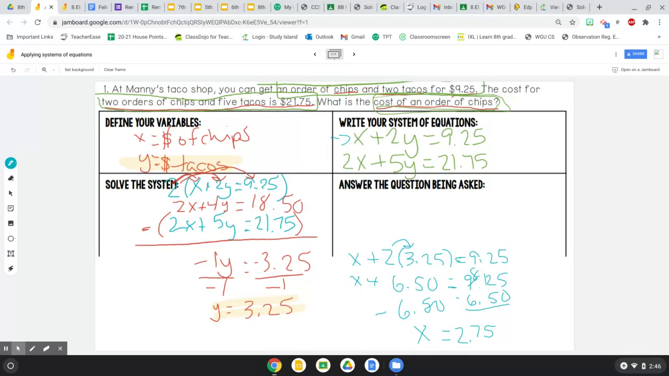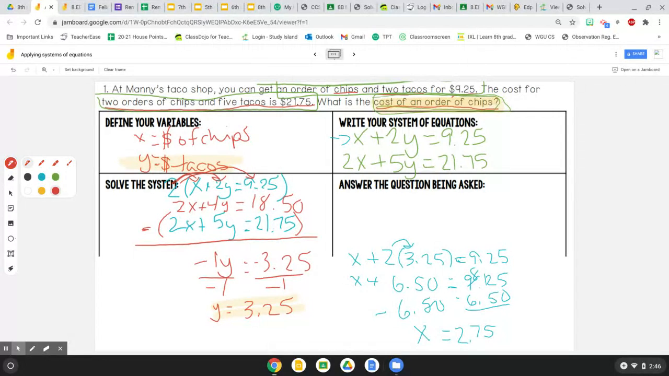275. Okay, so now I know what x is equal to, which x represents the cost of chips, so that would be like $2.75. Then the cost for tacos is $3.25. Now I come back to that question, make sure that I'm actually answering what they're asking for. And it says, I'm looking for a cost of an order of chips. Well, the cost of an order of chips is X, which is $2.75.